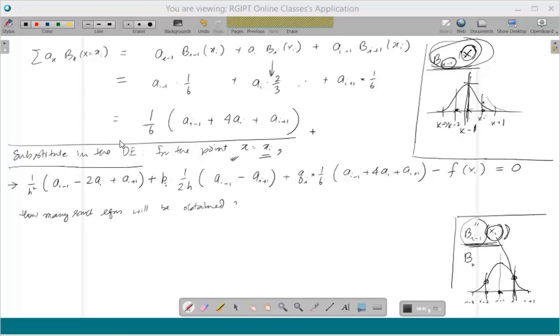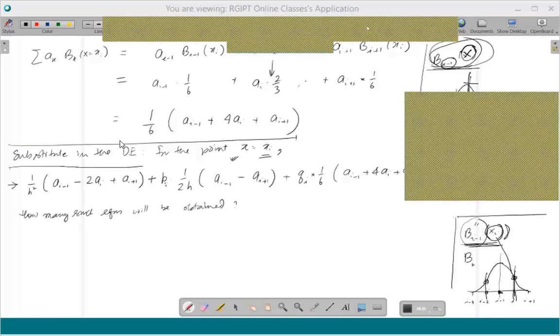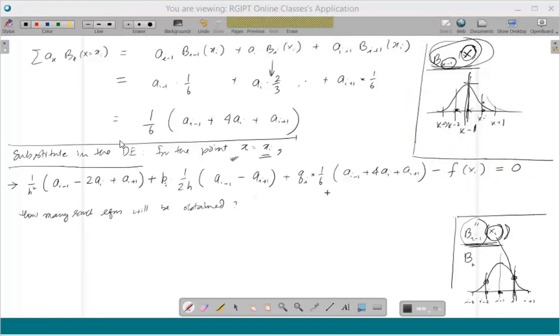Differential equations are applied at n plus 2 points. So the correct answer, as Virgia gave it, is n plus 2. So n plus 2 equations will be obtained. That means I am going from 0 to n plus 1, all the points, including the boundary points.